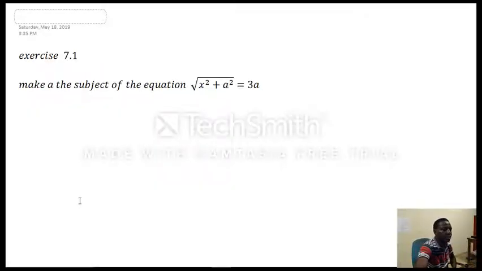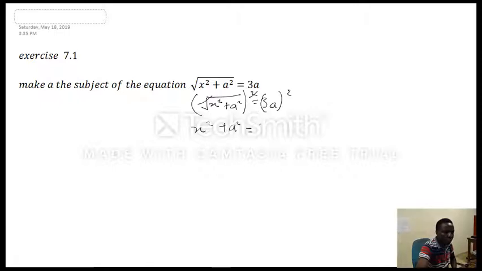Next, we are asked to make a the subject of the formula. Same thing, we'll do by undoing the square root, which is equal to the square root of x squared plus a squared is equal to 3a. So I'm going to square both sides. Squaring both sides, the square will cancel the square root sign, leaving us with x squared plus a squared is equal to 3a squared. And the square of 3a means you have to square every term in the bracket.